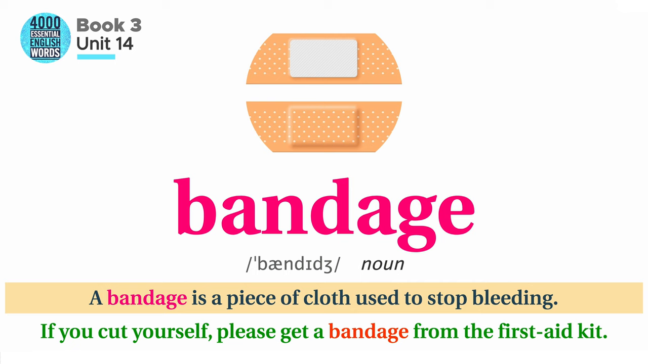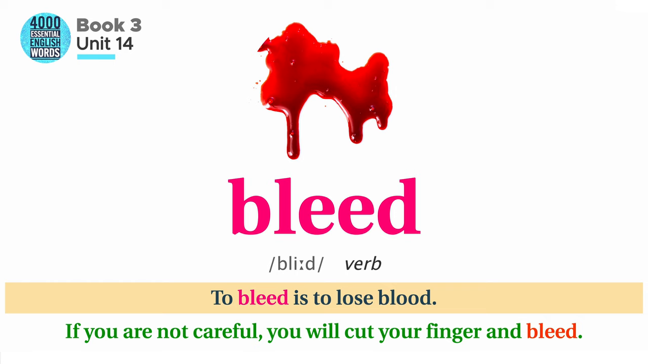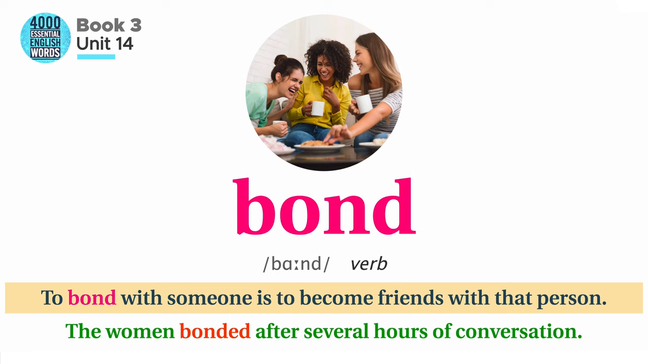Bandage. A bandage is a piece of cloth used to stop bleeding. If you cut yourself, please get a bandage from the first aid kit. Bleed. To bleed is to lose blood. If you are not careful, you will cut your finger and bleed. Bond. To bond with someone is to become friends with that person. The women bonded after several hours of conversation.